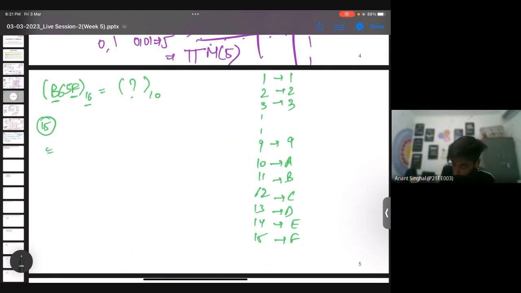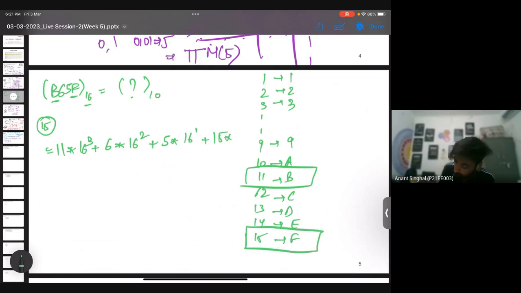So it will be nothing but B. From here we can check that B is 11. So I can write B, then the powers of 16: 0, 1, 2, 3. Then it will be 16 cube. Then it will be 6 into 16 square. Then it will be 5 into 16 to the power 1. And then F is nothing but 15, into 16 to the power 0, which is nothing but 1.